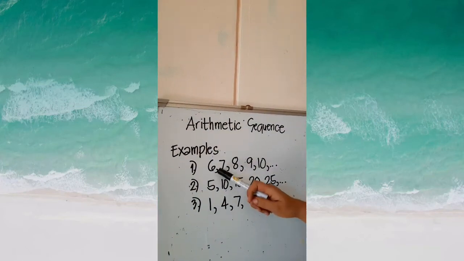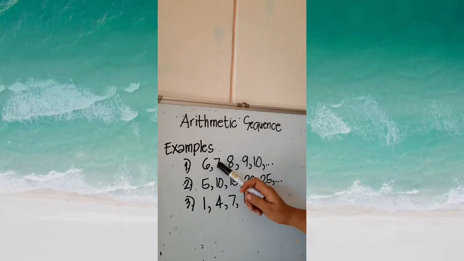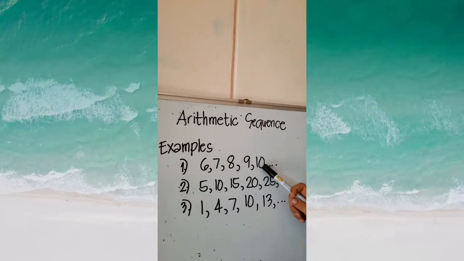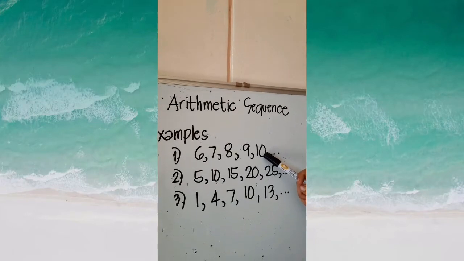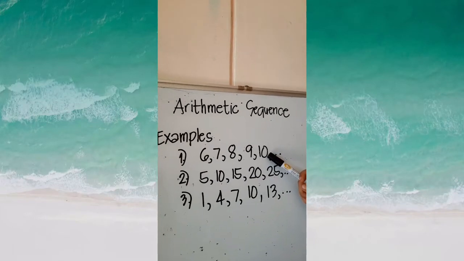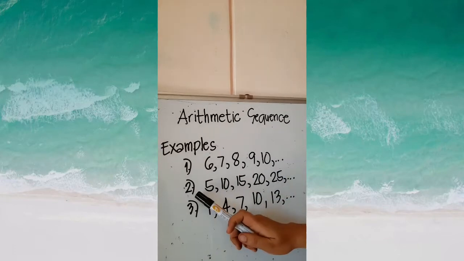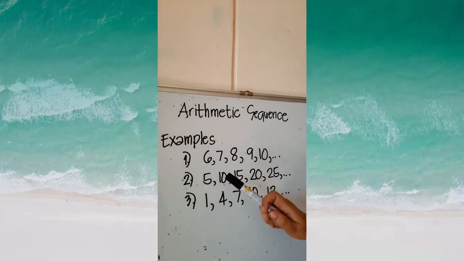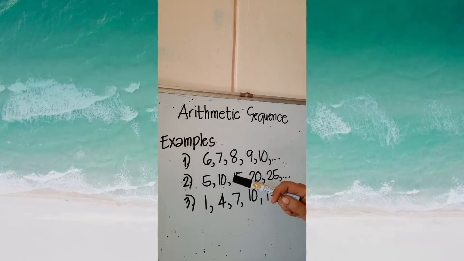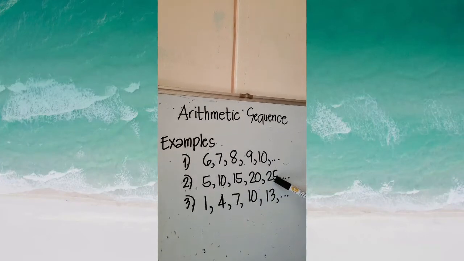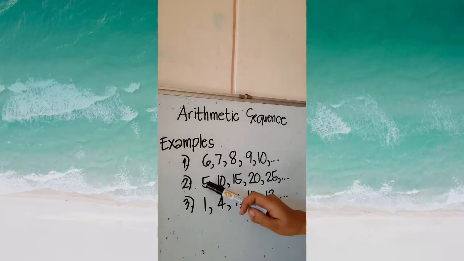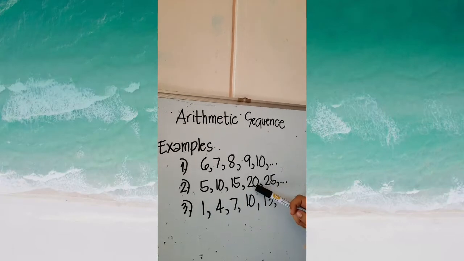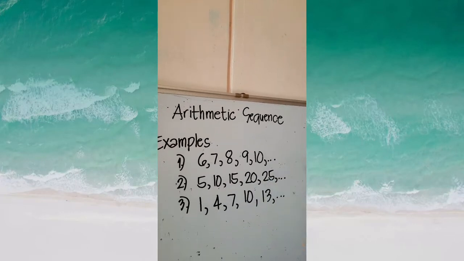If you're going to notice, to obtain the next term in example number 1, we just add 1. So that is what we call the pattern. How about example number 2? Still the same. We just add the same number to obtain the next term, and we add 5. 5 plus 5 will give you 10. 10 plus 5 will give you 15. 15 plus 5 will give you 20. 20 plus 5 will give you 25, and so on and so forth.